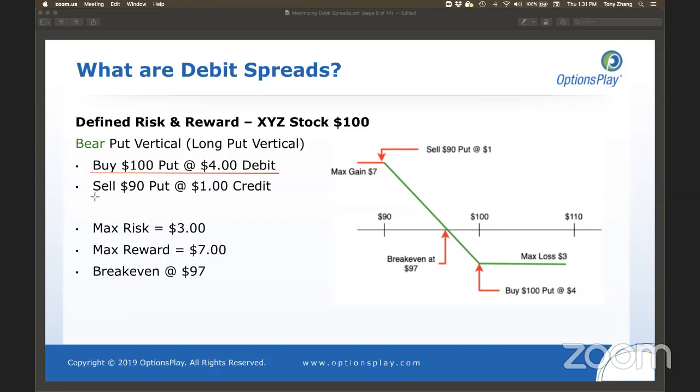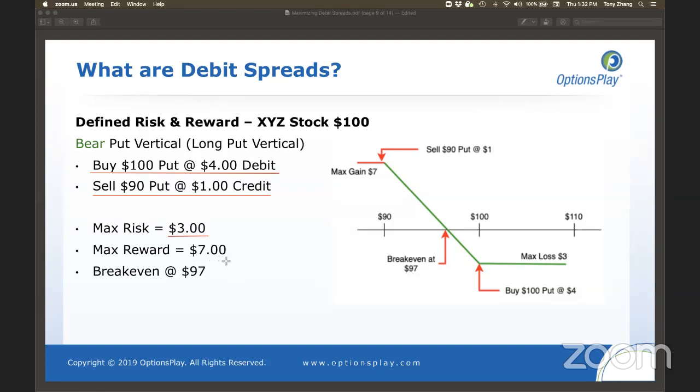So what you want to do is sell off some further downside for a credit. Here, let's say I sell the $90 put for $1. Now I've reduced my overall risk from $4 a share to $3 a share. Again, that reduces my risk, and at the same time, it increases my leverage. That's really the double-sided sword you get by reducing your risk, or reducing the capital outlay of your bullish or bearish trade, by using vertical spreads.